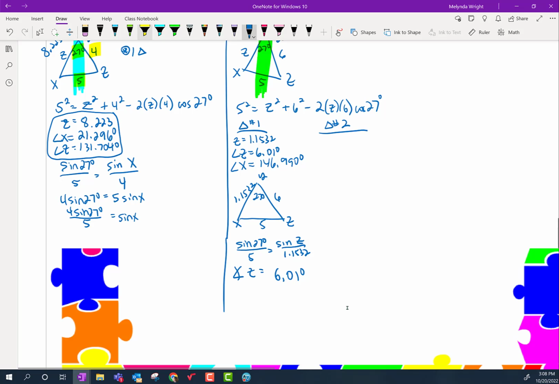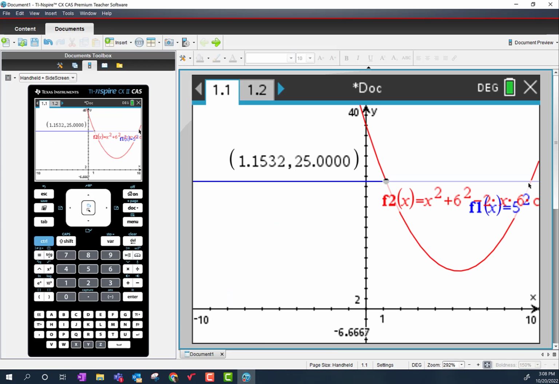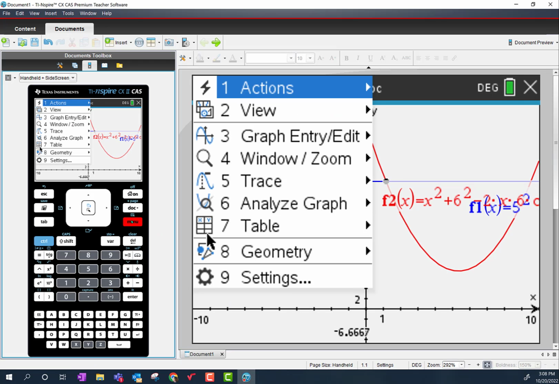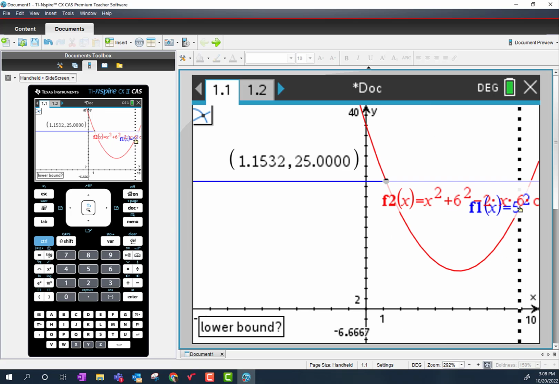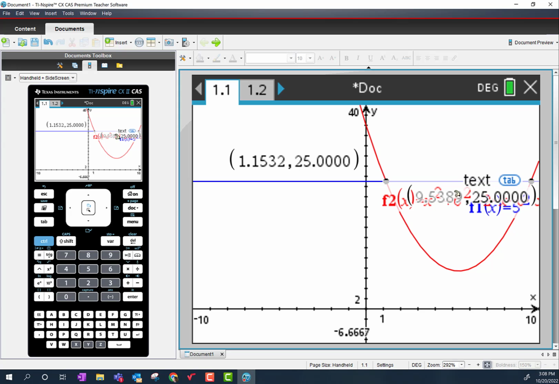And I guess let me do it in a different color so that it's apparent that these are different triangles. So this one is going to be triangle number 2. And we still need to find the side first. So we're going to go back to our calculator and find that second intersection right here. So we do menu, analyze graph, intersection. So I go to the left and to the right, and there's my intersection right here.